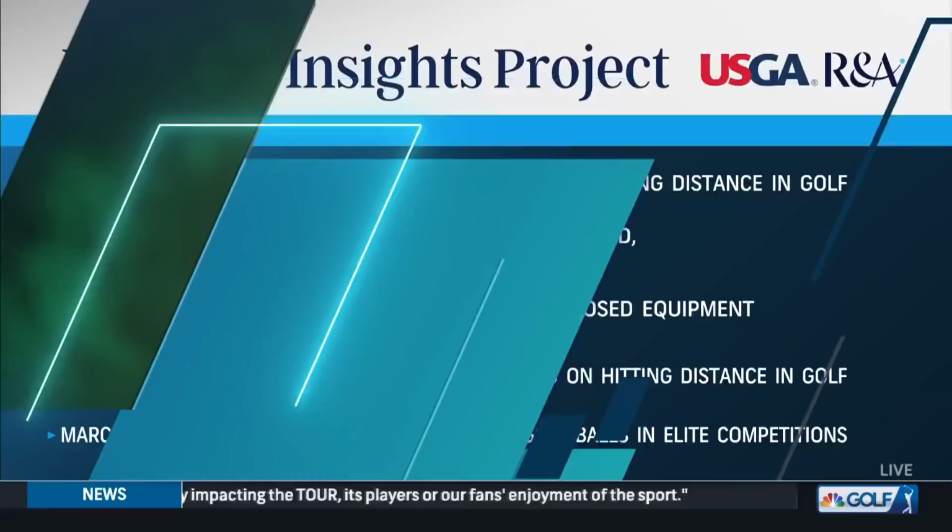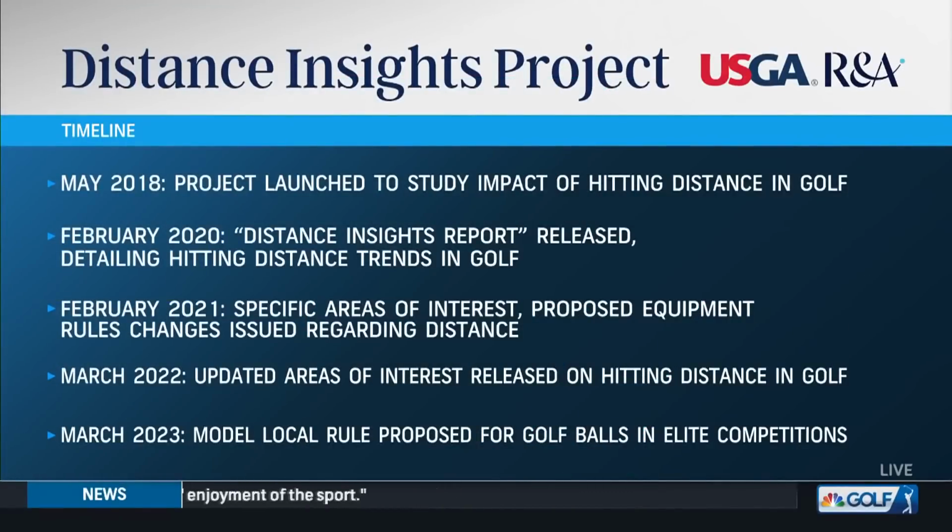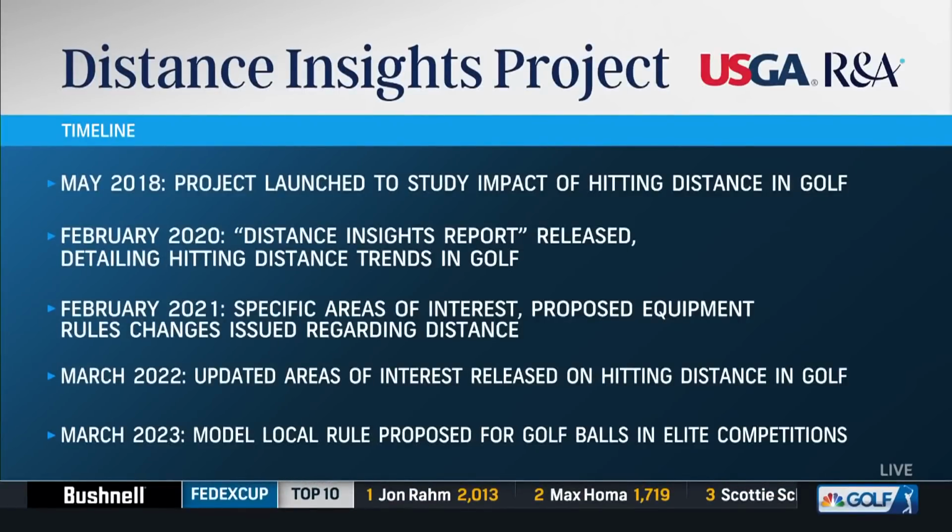This is all part of the Distance Insights project between the USGA and R&A that was launched back in May of 2018 to study the impact of hitting distance in golf. February 2020, remember, the Distance Insights report was released. It detailed hitting distance trends in golf. A year later, February 2021, specific areas of interest and proposed equipment rules changes were issued regarding distance. Then in the spring of last year, March of 22, updated areas of interest were released on hitting distance in golf. And now, the model local rule proposed for golf balls in elite competitions.